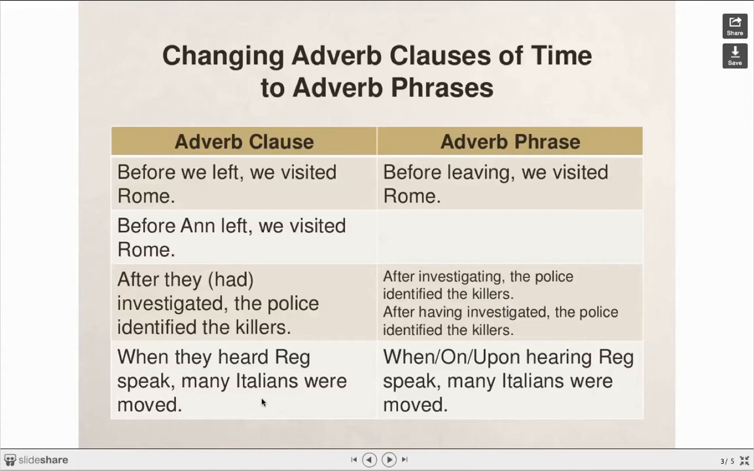Okay. When they heard Reg speak, many Italians were moved. Here I can take the they and the heard and put in the gerund because Italians and they are the same people, even though the words are different here. They refer to the same people. So the rule applies that I can do the adverb phrase. So when hearing Reg speak, many Italians were moved. Or you could use on or upon instead. Upon hearing Reg speak, or on hearing Reg speak, many Italians were moved.